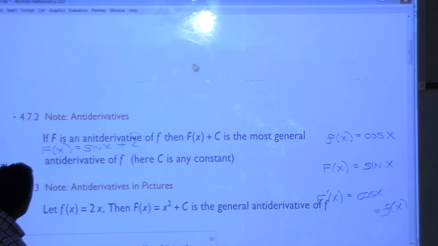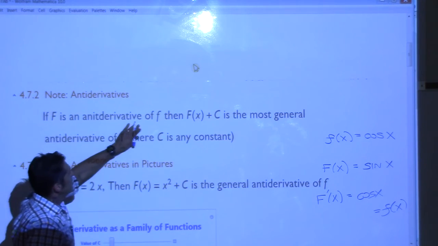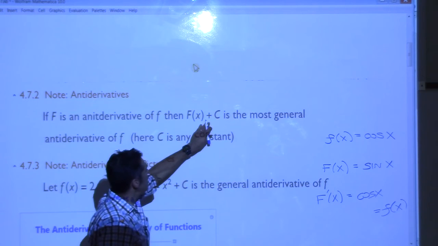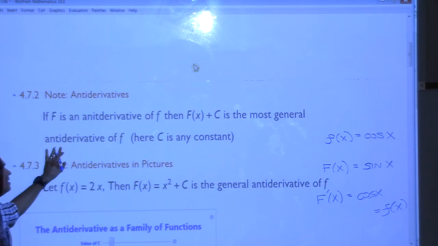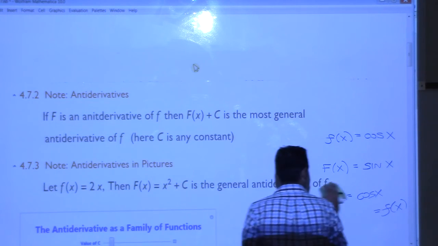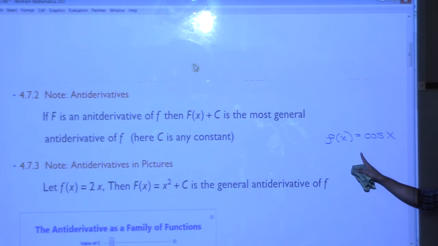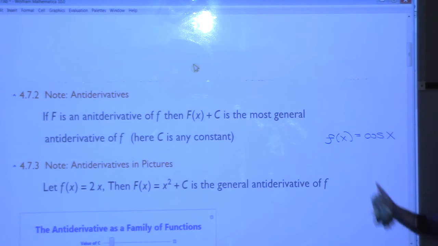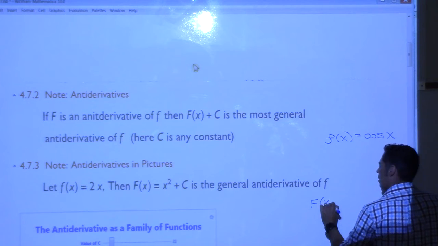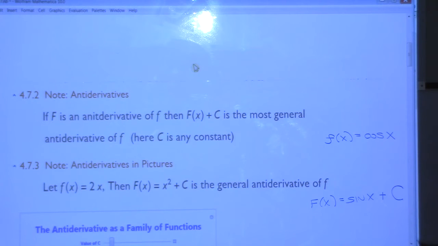So we have a little notation for this. We say if capital F is an antiderivative of little f, then capital F of x plus c is the most general antiderivative of f, where here c is any constant. So if we go back to this problem and we ask ourselves, find the general antiderivative of this, you would write down capital F of x equals sine of x plus capital C. And it's understood then that can be any number, any real number you want. And that is the most general antiderivative.